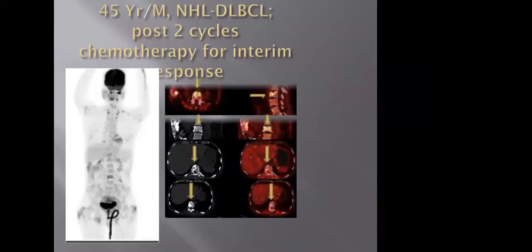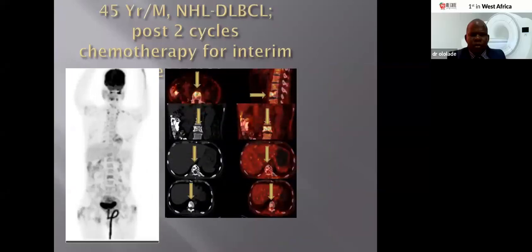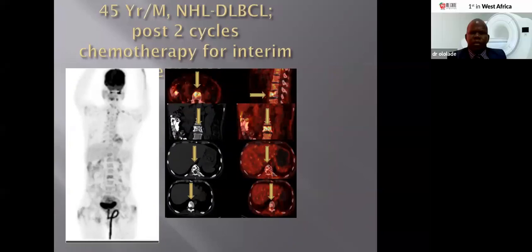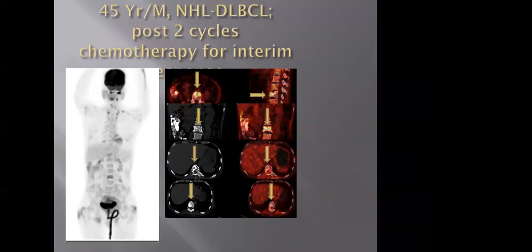This is a case of NHL, diffuse large B-cell lymphoma, after 2 cycles of chemotherapy for an interim evaluation. And we picked up that there is quite a bit of residual disease still left, with a lot of post-treatment sclerotic changes in the bones. Next slide.